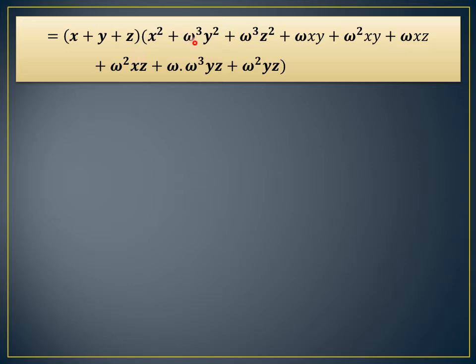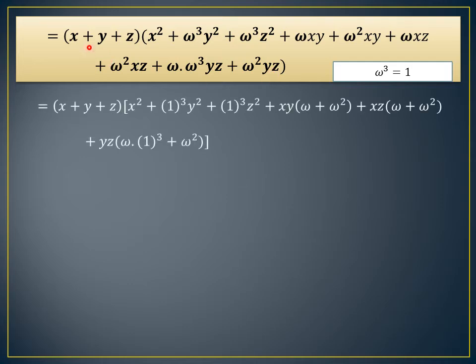Here we have to put the values of omega cube. The value of omega cube given to us is: omega cube is equal to 1. So all the omega cube will be replaced by 1, and from omega xy and omega square xy we can take xy as common. The bracket will be omega plus omega square. In the next, xz and xz are common, so we can take them. Again, yz and yz are common, so we can take yz as common.